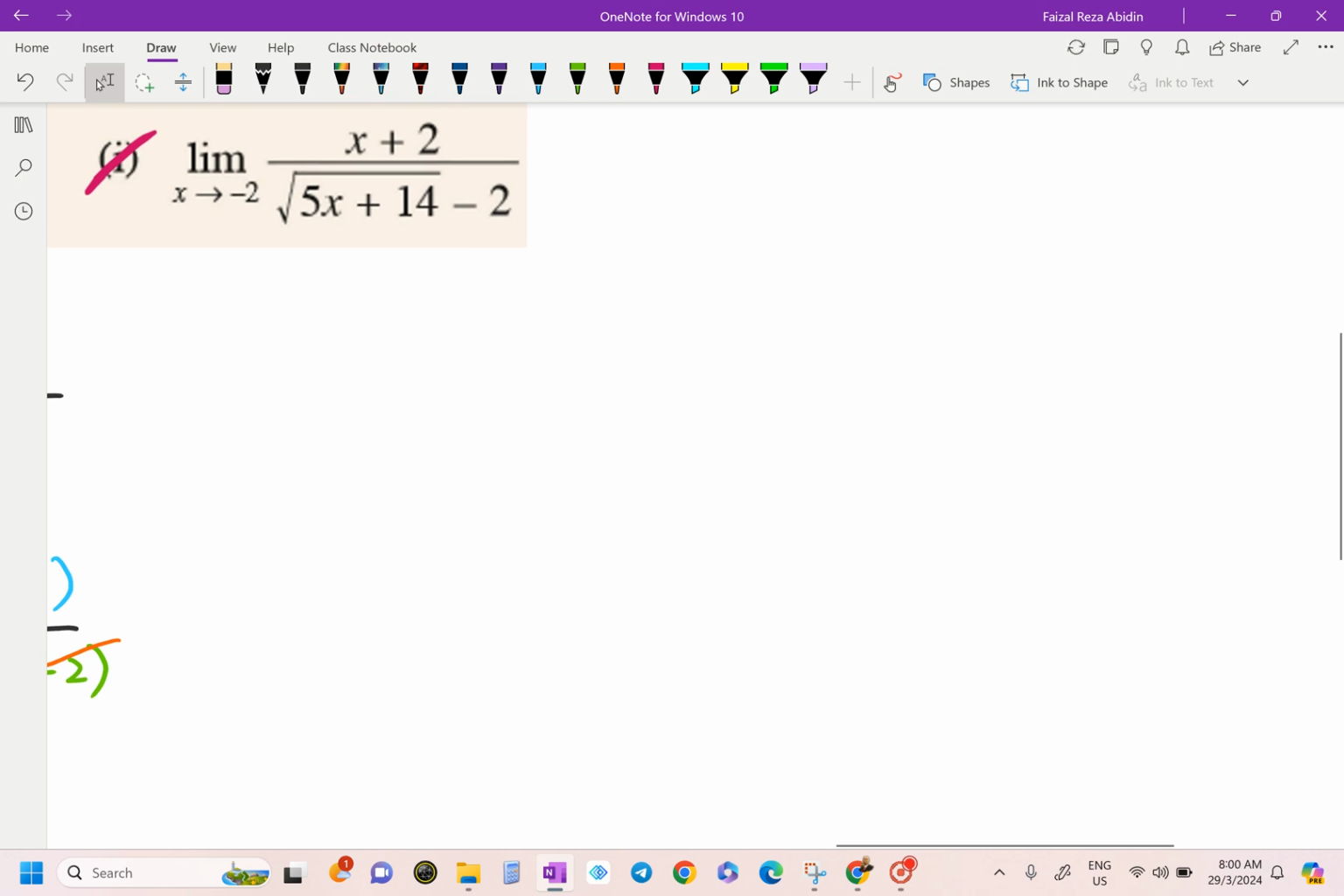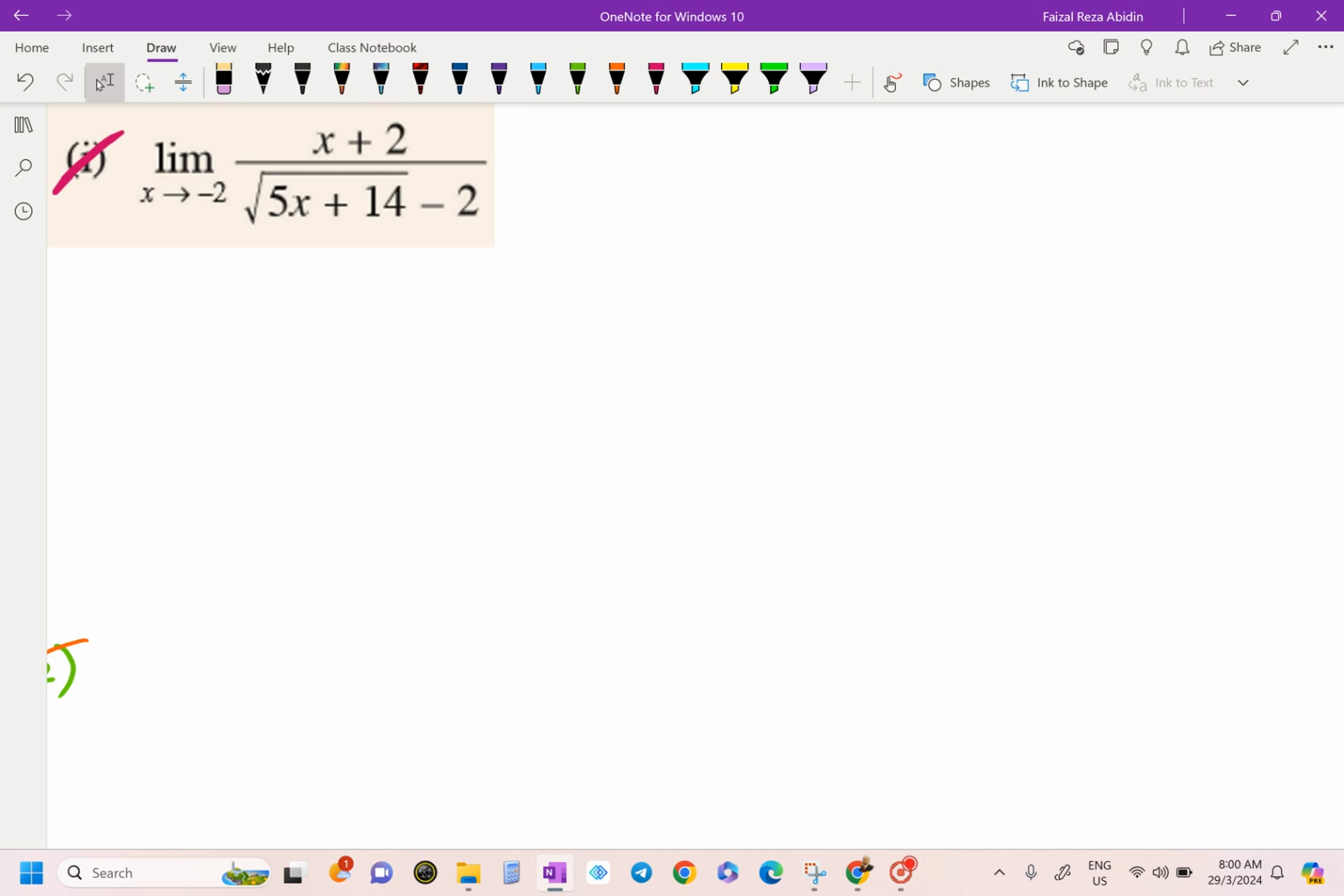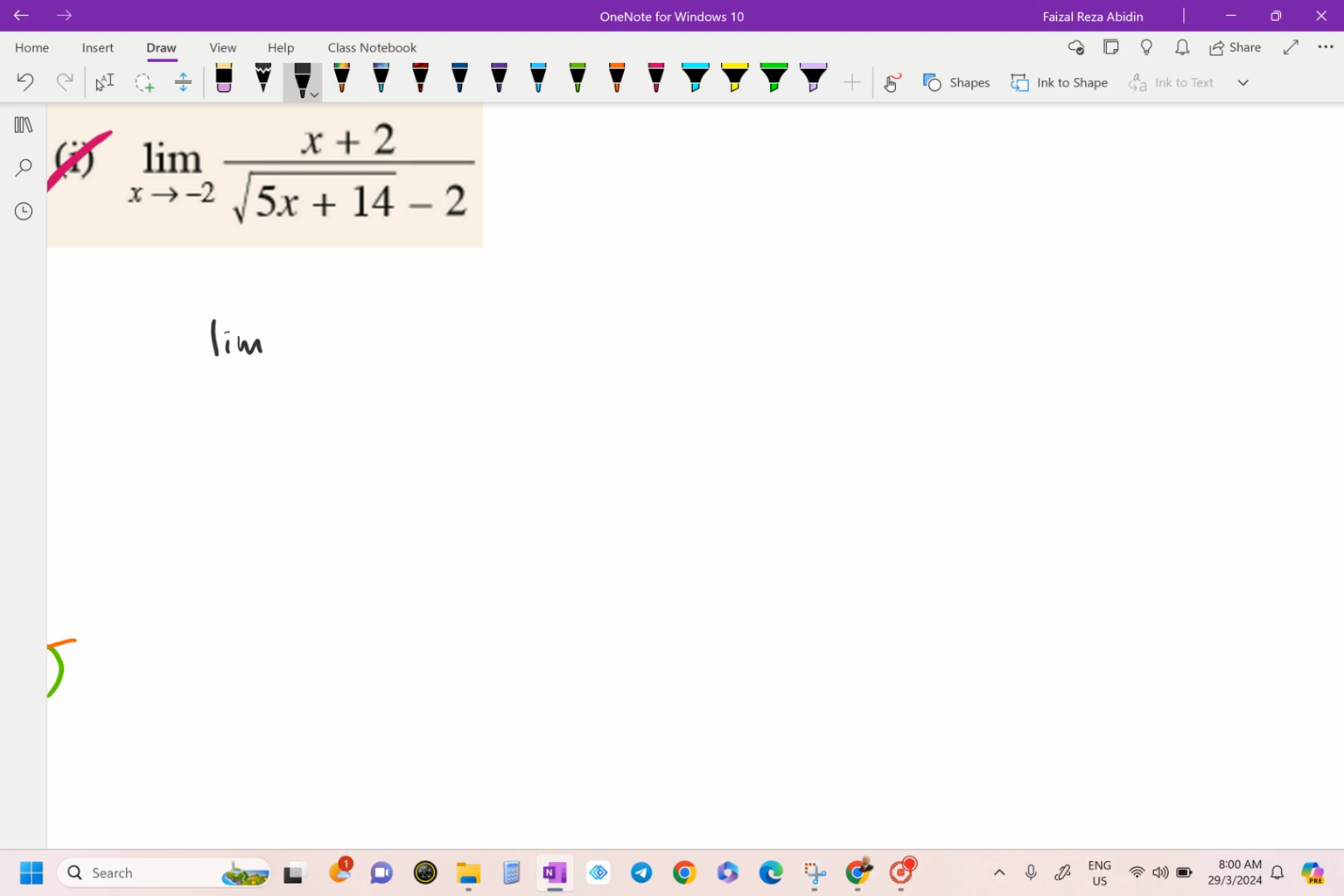Okay, it's given to us that the limit is to negative 2. So if I substitute straight away at our numerator already, we are going to get 0, isn't it? Negative 2 plus 2, you are going to get 0. So that means what happened over here, we are going to get the same as what we did at our number 2G just now. So just copy back over here, x plus 2 over square root of 5x plus 14, minus 2, right?